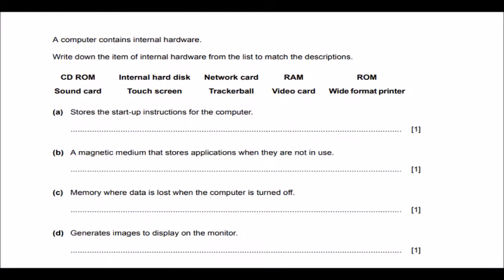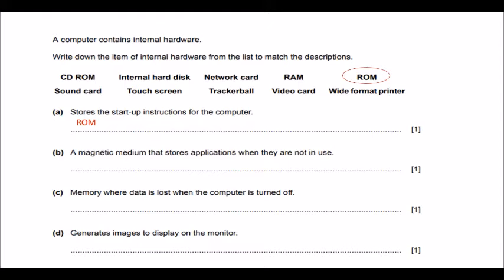A computer contains internal hardware. Then write down the item of internal hardware from the list to match the description. The first one, stores the startup instruction. Can you remember that? The one that stores all the startup instructions. Read only memory. Next, a magnetic medium that stores application.